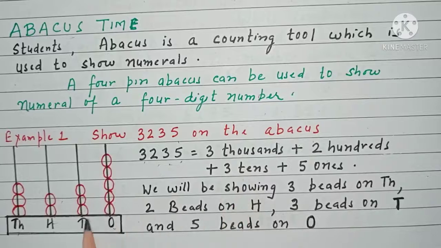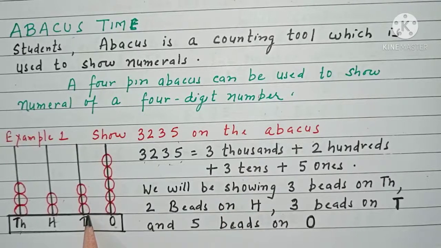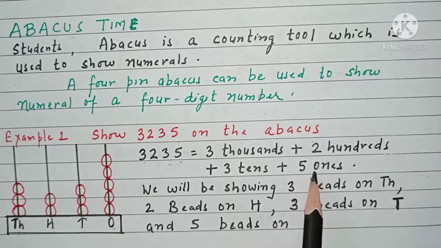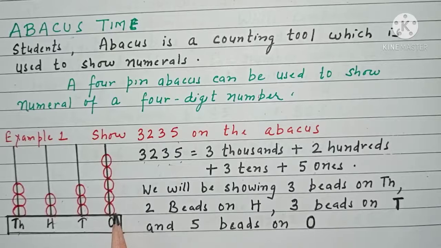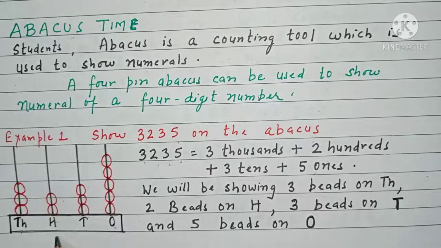Tens are 3, so the tens pin will have 3 beads. And similarly, ones are 5, so how many beads will the ones pin have? It will have 1, 2, 3, 4 and 5 beads. So this is the way we can show numbers on the abacus.